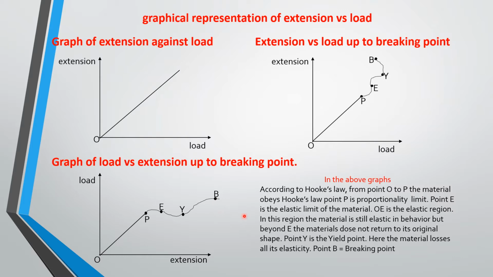So these are the meanings of the various points on this load over extension graph, or extension over load graph. It's good that you know them, because sometimes they give you this graph for you to interpret. So this first point is the proportionality limit, this is the elastic limit, this is the yield point, and then this is the breaking point. I will explain those points further.